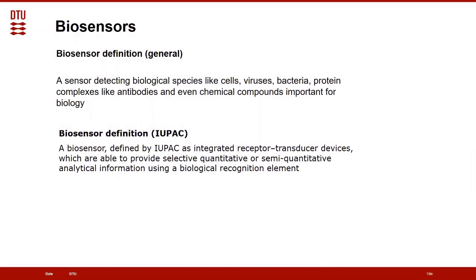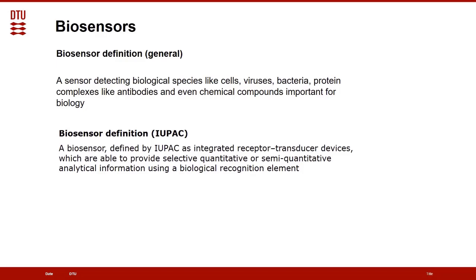The definition of a biosensor in general terms is a sensor which detects biological species like cells, viruses, bacteria, protein complexes like antibodies, and even chemical compounds important for biology. There's also a more scientific definition from the International Union of Pure and Applied Chemistry, which defines a biosensor as an integrated receptor-transducer device which is able to provide selective, quantitative, or semi-quantitative analytical information using a biological recognition element.